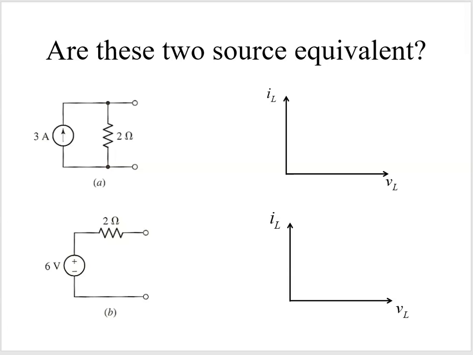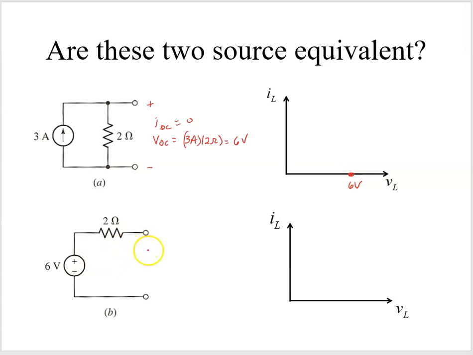So if we look at this example, are these two sources equivalent? Well, we can find out just by looking at 2 points. If we look here, our open circuit voltage, that's when it's open there, is just going to be the 3 amps times the 2 ohms, or 6 volts. And our open circuit current, by definition, is 0. So when our current is 0, we're down here at 6 volts.